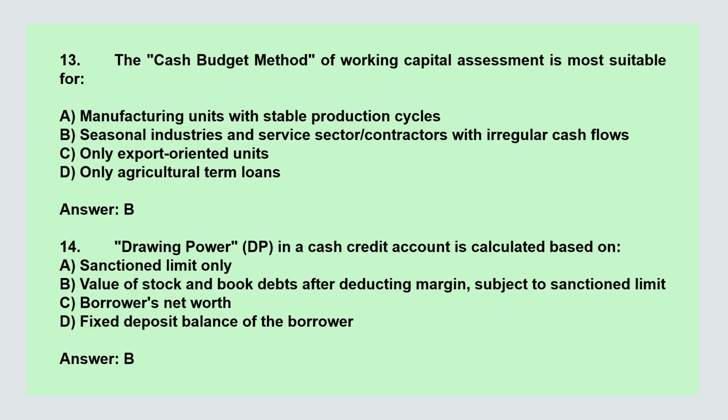The cash budget method of working capital assessment is most suitable for. Answer B. Seasonal industries and service sector contractors with irregular cash flows. Drawing power, DP, in a cash credit account is calculated based on. Answer B. Value of stock and book debts after deducting margin, subject to sanction limit.